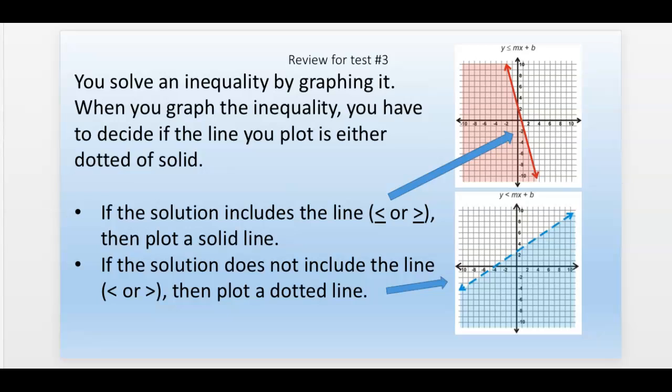And when you graph the inequality, remember, you have to decide if the line you plot is either dotted or solid. Right? If the solution includes the line, so there's a line underneath the inequality sign, it's greater than or equal to, less than or equal to, then it's a solid line. If the solution does not include the line, so it's only less than or greater than, but not equal to, then plot a dotted line.